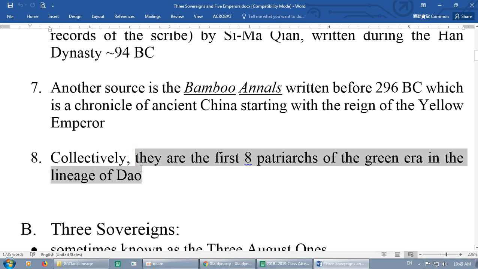And collectively, the 3 sovereigns and 5 emperors are the first 8 patriarchs of the Green Era in this lineage of Tao. That's a separate topic, obviously.